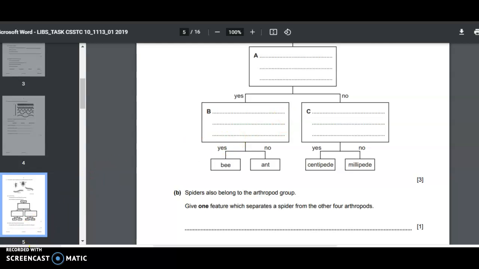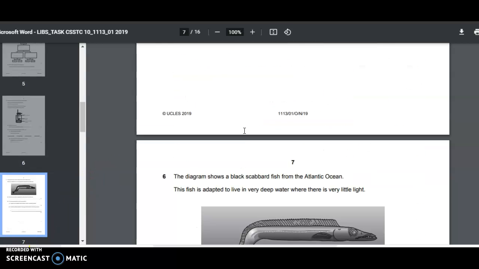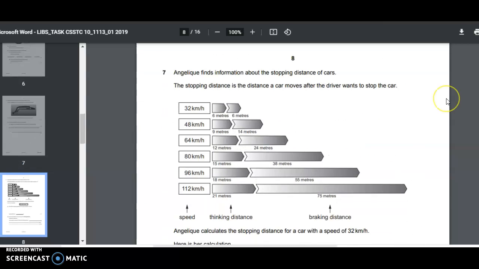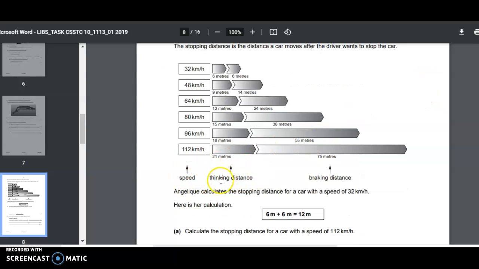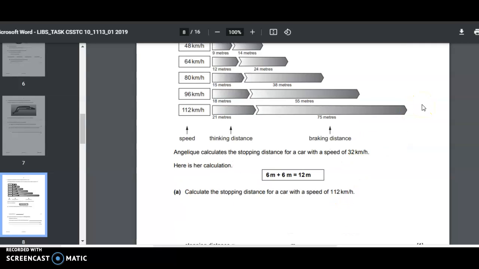Next, we are going to look at question 7. Angelique finds information about the stopping distance of cars. The stopping distance is the distance a car moves after the driver wants to stop the car. So we have the speed, the thinking distance, and then the braking distance. So Angela calculates the stopping distance for a car with a speed of 32 miles per hour. Here is her calculation. So what did she do?